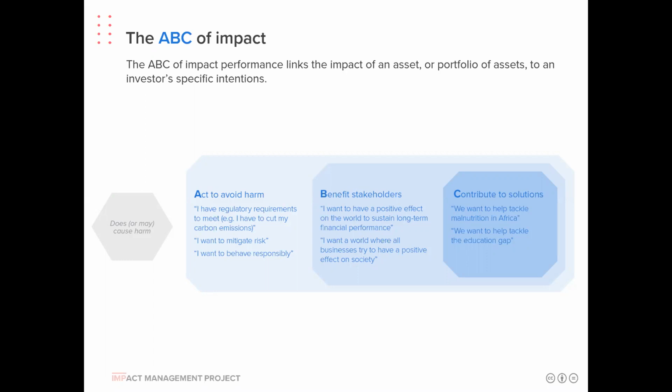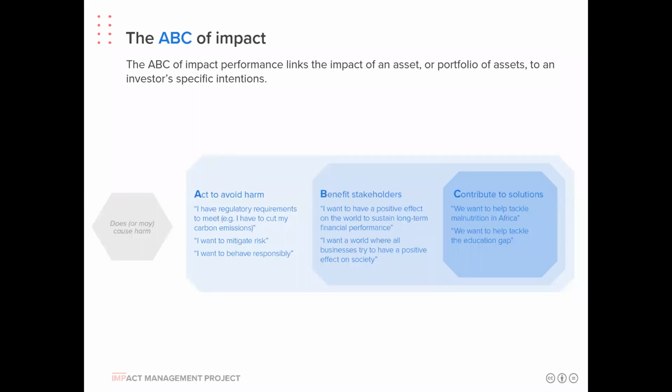So starting from the far left, there's does or may cause harm. You might consider that to be business as usual or traditional practices. Acts to avoid harm would be investors or enterprises that maybe don't have an explicitly social or environmental mission, but they want to be good actors. They want to behave responsibly. They want to mitigate risk. And they may also see opportunities to reduce financial risk and improve their financial performance by avoiding harm.